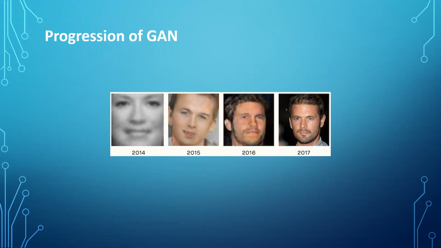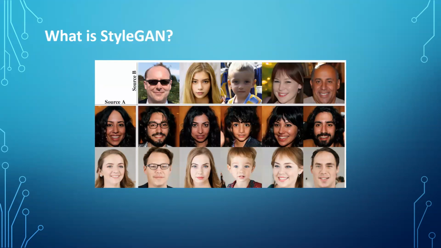So here is the progression of how the GAN improved. In 2014, as you can see, it's just the face. There's no hair, no exact expression or anything like that. Then slowly and surely, it started to improve. In 2017, the images it generated looked like actors and actresses from some red carpet. Later on, more models came after this which generated more realistic faces. So next is StyleGAN.